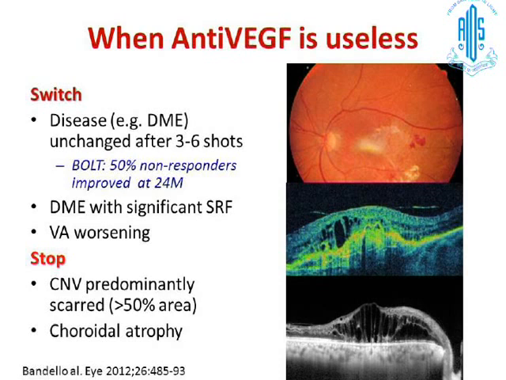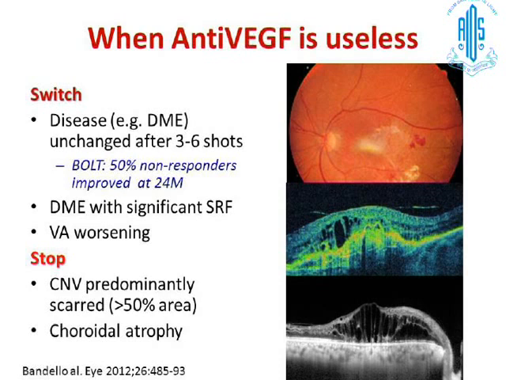We have to keep a sobering point in mind that in the BOLD study, half of the non-responders improved much later. DME with significant subretinal fluid also responds poorly and probably responds better to intraretinal steroids. And when the vision starts worsening instead of not improving, then probably we can consider changing after 1 injection. A more important thing is to stop injection when the CNVM becomes predominantly scarred.